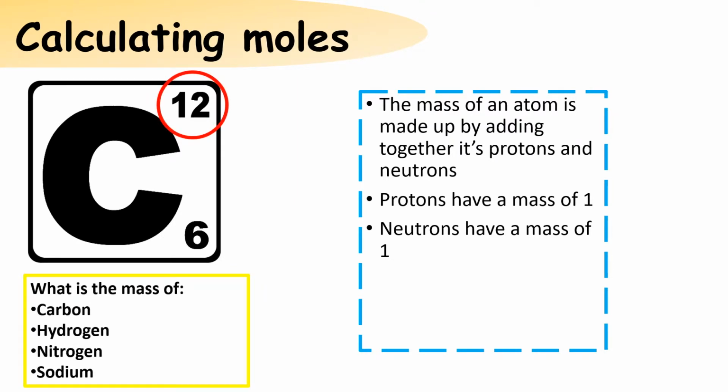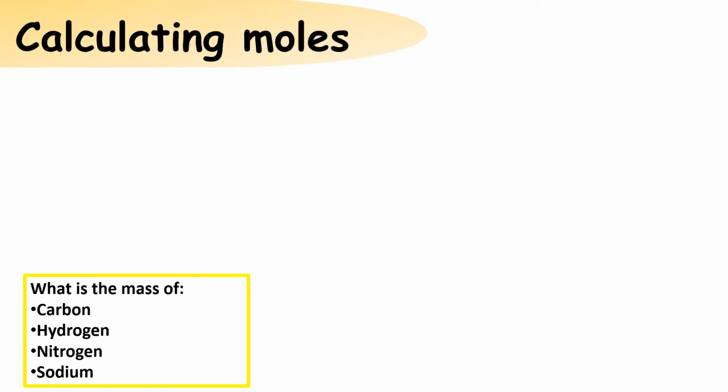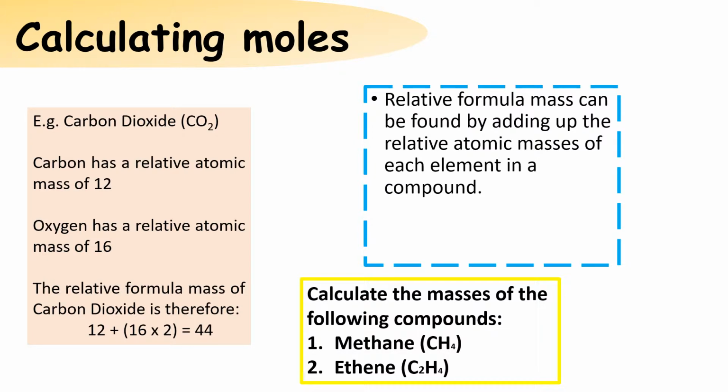Remember, the mass of an atom is made up by the number of protons and neutrons it has in its nucleus. Protons have a mass of 1, neutrons have a mass of 1. So therefore, the mass of an atom is the big number, the number shown at the top, or its atomic mass. Remember, the number of protons is shown by the atomic number, which is the bottom number, which is always smaller. If we're looking at what 1 mole of an atom or an element weighs, it is made up of its atomic mass in grams.